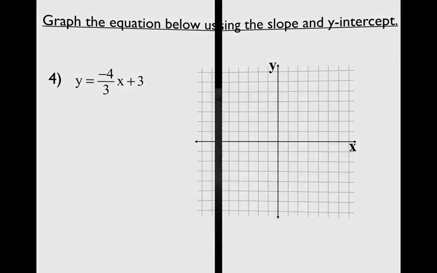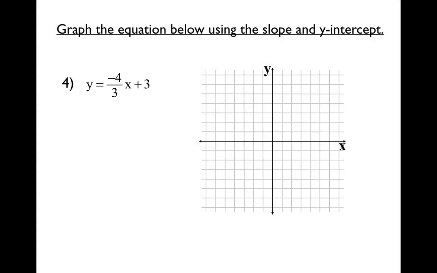So go ahead and try number 4 by yourself and see how well you do. So we're back. Let's see, what did you get? First, I'm going to have to start at my y-intercept, and the way that I do that is identify what b is. b is 3, which means my y-intercept is going to be (0, 3).